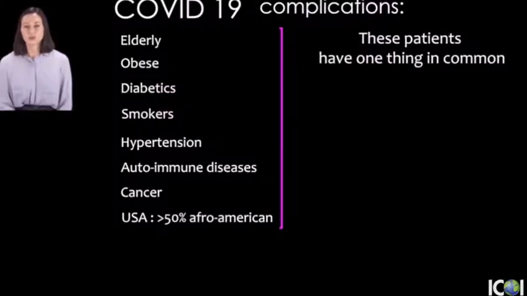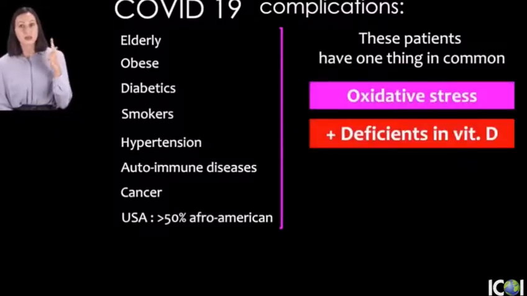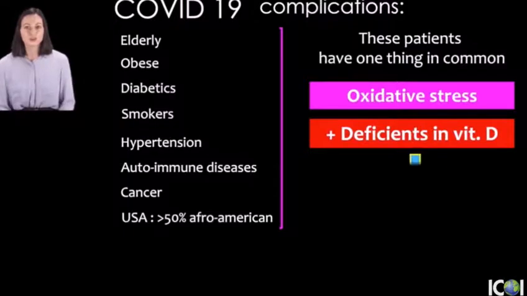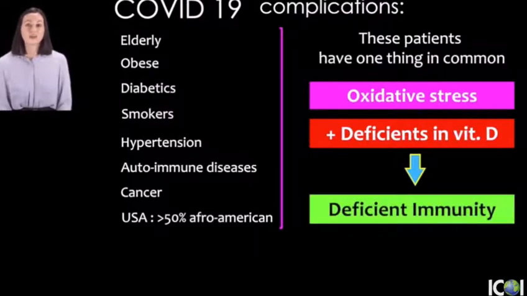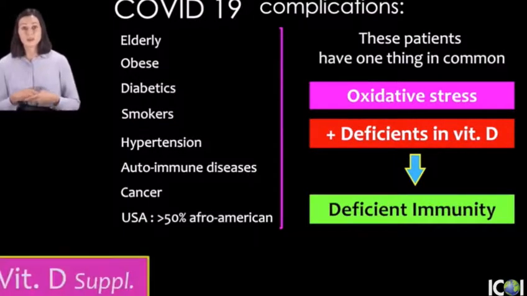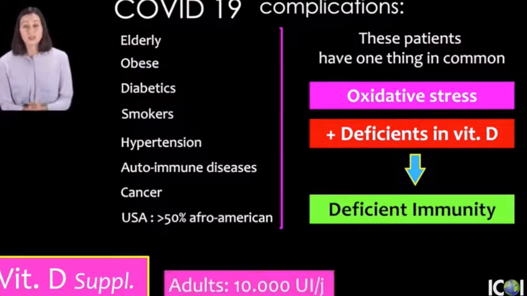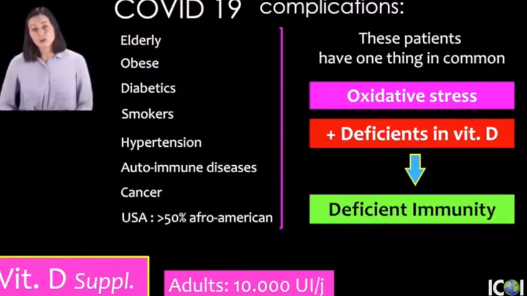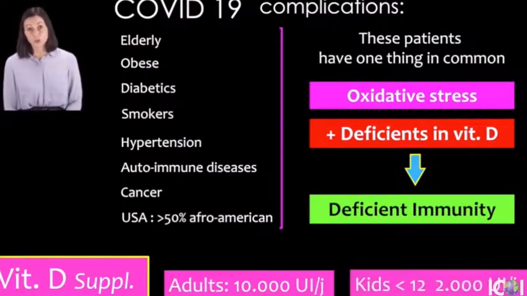And all these patients, they have one thing in common: oxidative stress and deficiency in vitamin D, meaning they have a deficient immunity and cannot fight against COVID-19 and have more complications. If we want to prevent this complication, not only for our patient, but for everyone, we have to supplement every person in vitamin D. 10,000 units per day for adults and 2,000 for the kids.